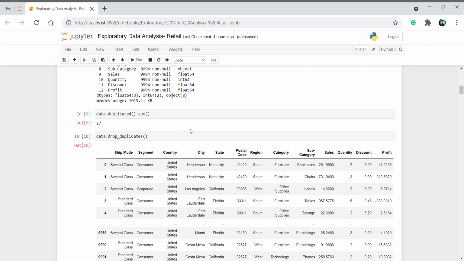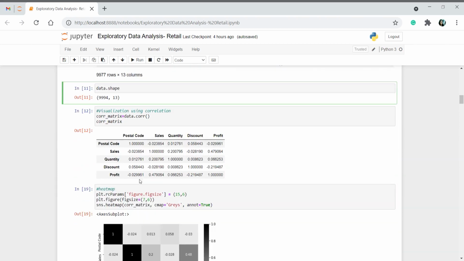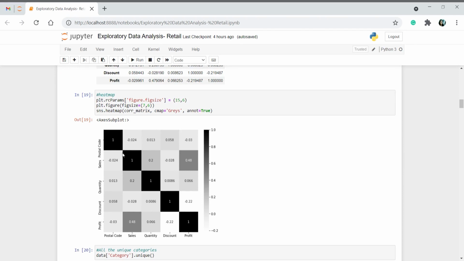Here we are dropping the duplicate data. Then we are finding the correlation matrix. Obviously, the relation of a parameter with itself would be 1, and these others show the correlation factors. On the basis of this correlation matrix, we are plotting a heat map.